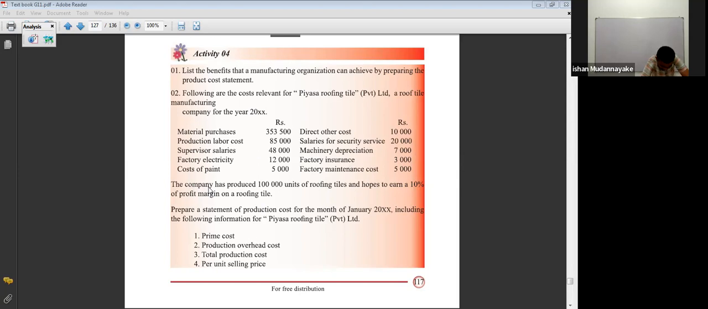And then here you can see the company has produced 100,000 units of roofing tile and hopes to earn a 10% profit margin on a roofing tile. Prepare the statement of production cost for the month of January 2023, including the following information for the PSR roofing tile private limited. You need to calculate prime cost, production overhead cost, total production cost, and then you need to show per unit selling price.